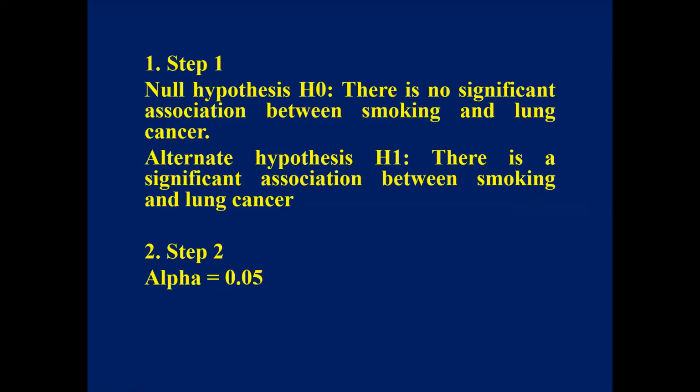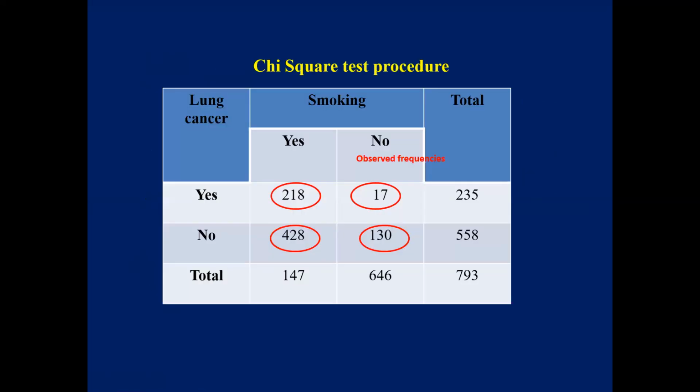So here we have the null hypothesis, as I told you in the last class. In any testing procedure, here we are trying to find an association, and here there are qualitative variables. So it's a non-parametric test. Chi-square is actually a non-parametric test. Since we are doing a testing procedure to find the association, we first have to state our hypothesis. The null hypothesis is that there is no significant association between smoking and lung cancer. And the alternate hypothesis is that there is a significant association between smoking and lung cancer.